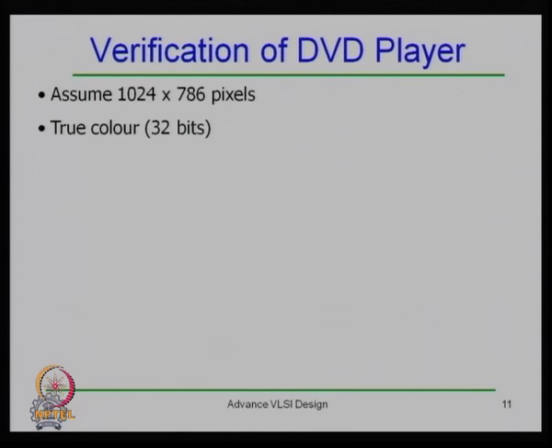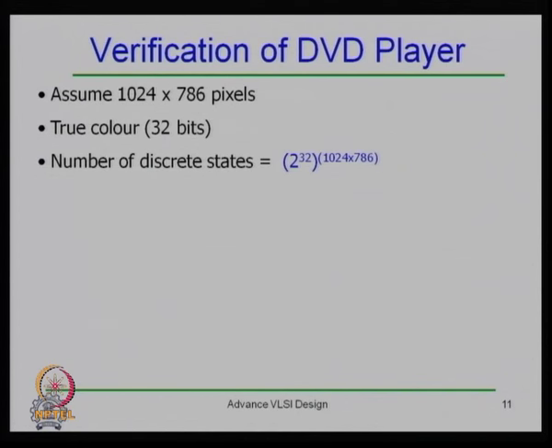Let's say you have a display that has 1024 × 786 pixels. Every pixel is represented by true color, so you can encode that in 32 bits. If you want to find out the number of discrete states that you can have, it would be equal to 2 raised to a very large power, because every pixel can be encoded in 32 bits. So, there can be 2 raised to the power 32 states, and there are 1024 × 786 pixels. These are the total number of states we can have.